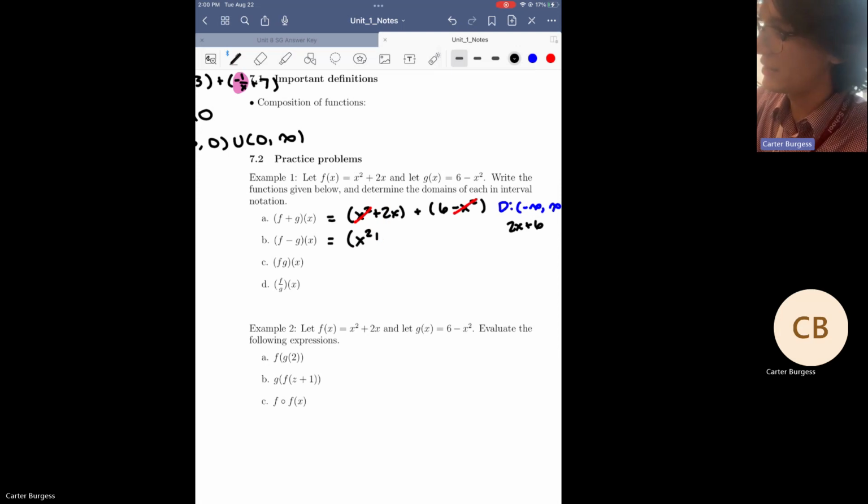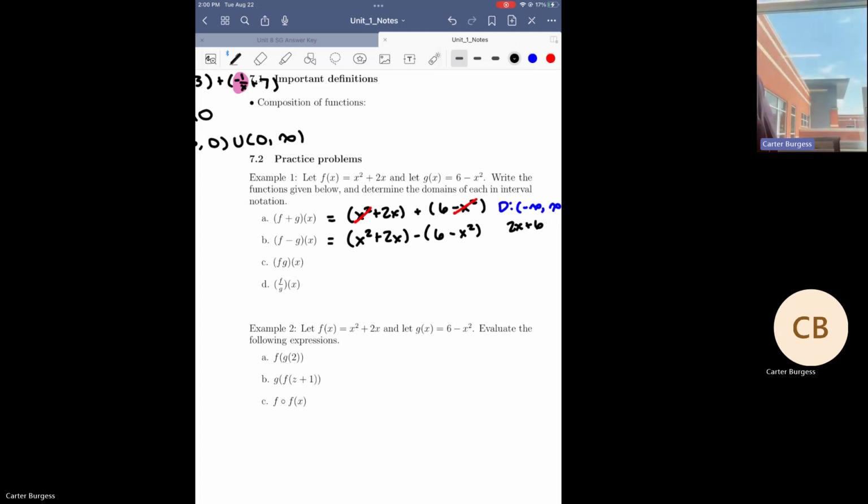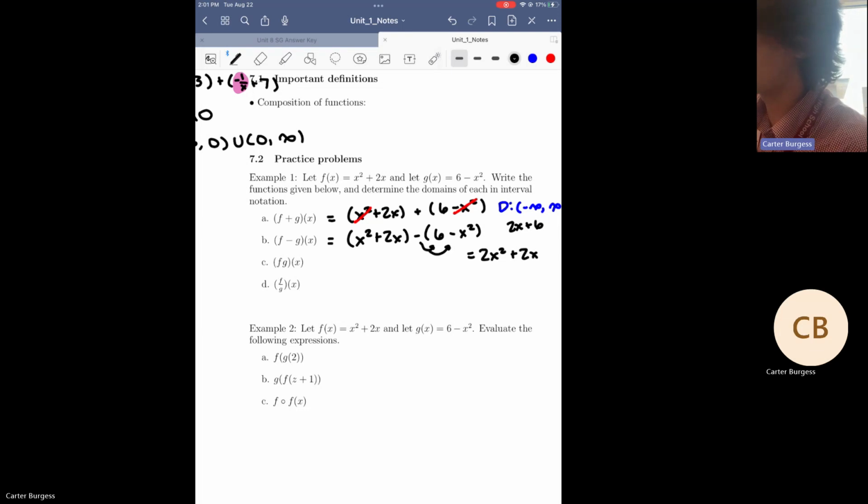This is x squared plus 2x minus, in parentheses, 6 minus x squared, where that negative is going to distribute and hit everything in that parentheses. So taking that negative and distributing it, what we end up with is 2x squared plus 2x minus 6. You could factor 2 out to the outside as well, and that would be fine.